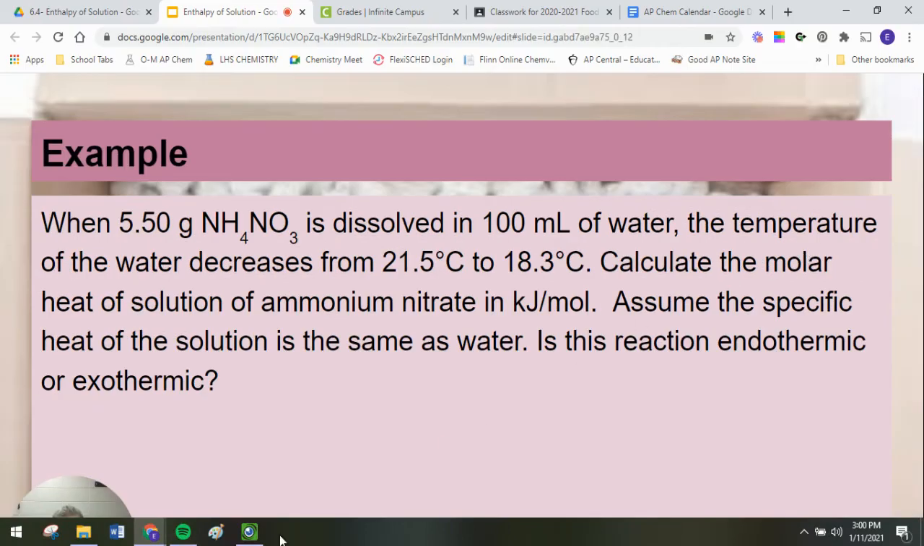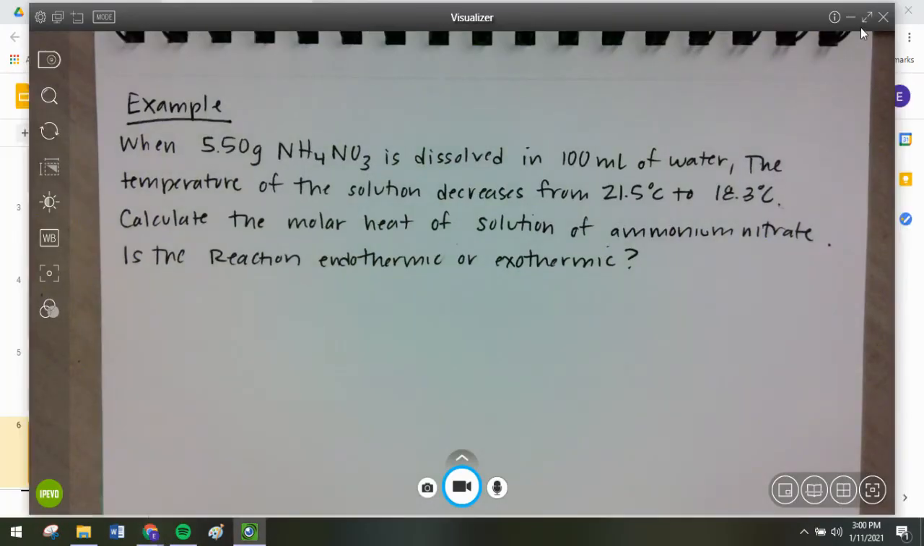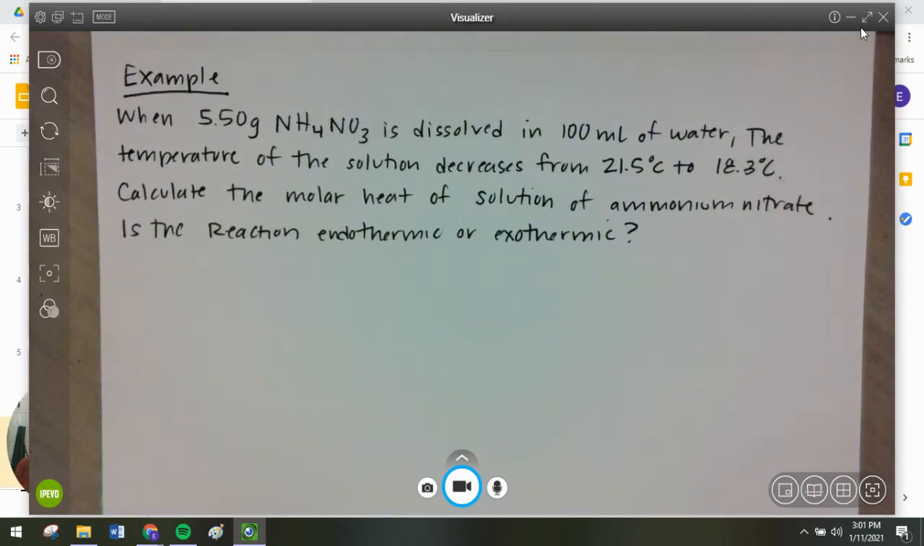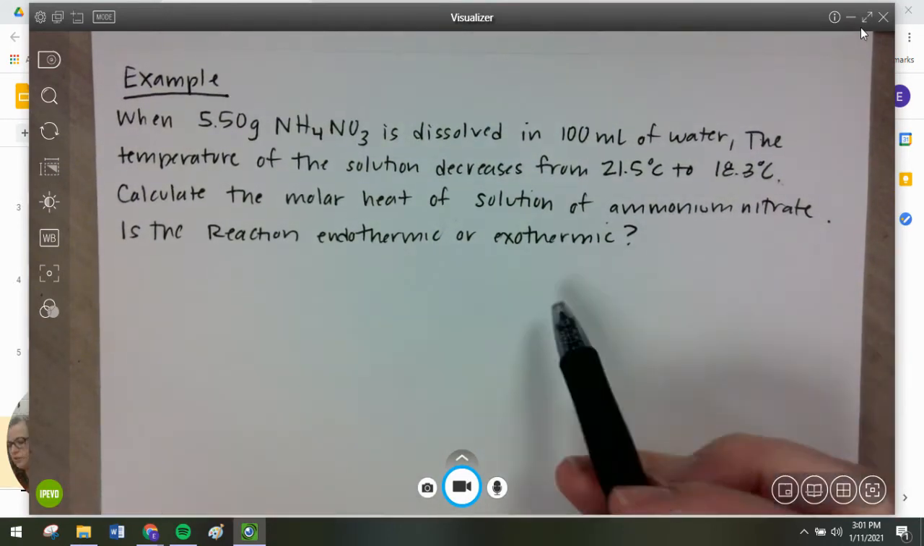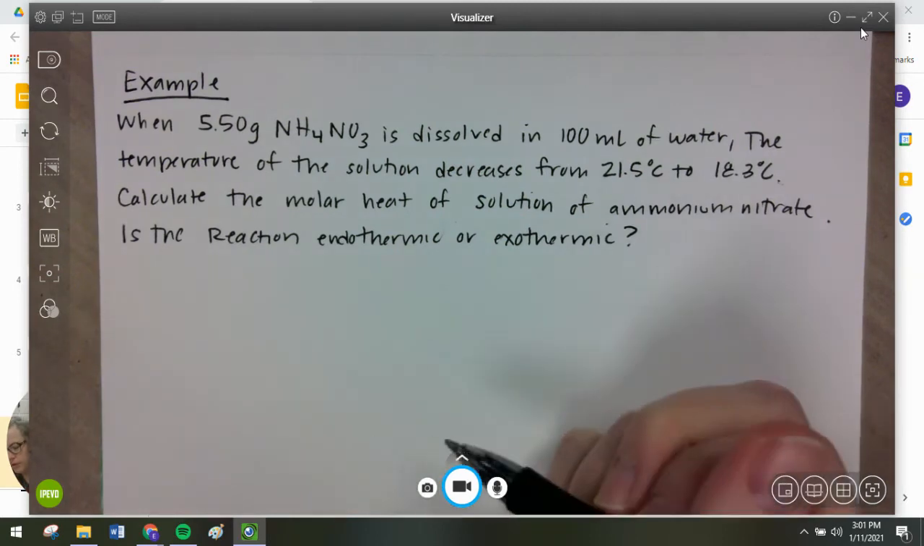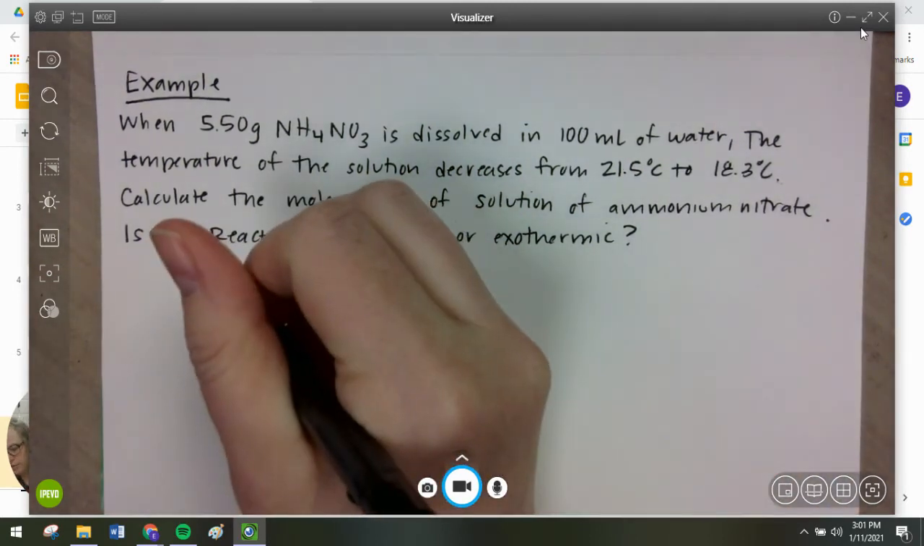If I get my dot cam up here, like we always do, here is our example. Because, like I said, on the exam they'll probably break it into smaller pieces. There's a lot to digest here, so what I really recommend doing is drawing a picture, like I always say we should. So I've got 5.5 grams of ammonium nitrate dissolved in 100 milliliters of water.